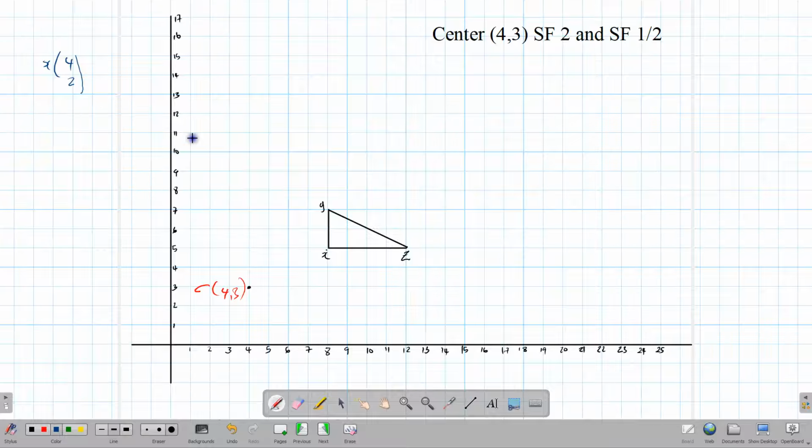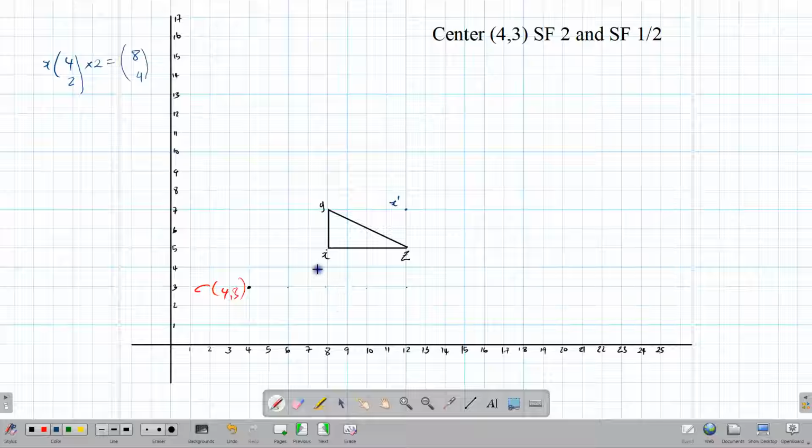And so we want to multiply that by 2. And that would tell us that we are going to go 8 units across and 4 units up. So from the center, we go 8 units across and 4 up. So 2, 4, 6, 8 units across and 4 up. 2, 4. And that takes us to where x prime should be.